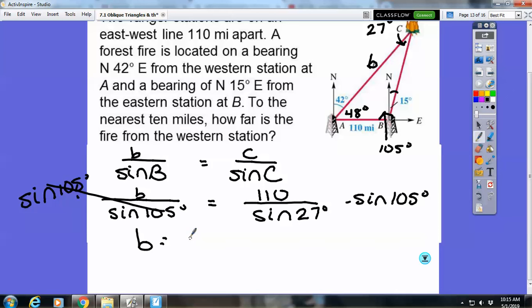And this comes out to be 234, but with two significant digits we would call it 230 miles.